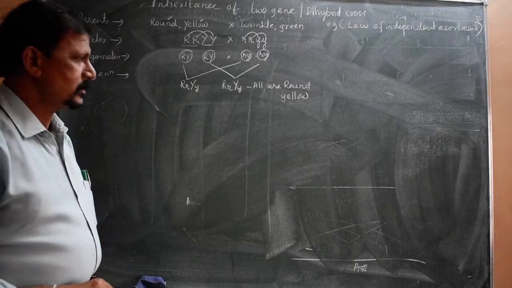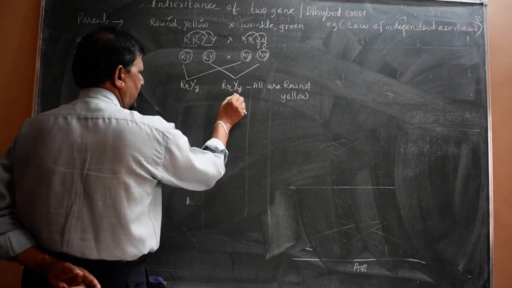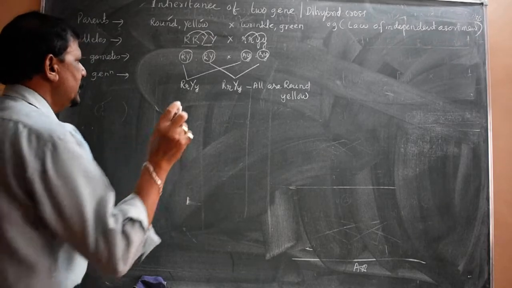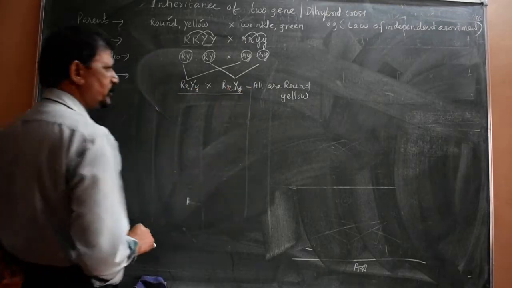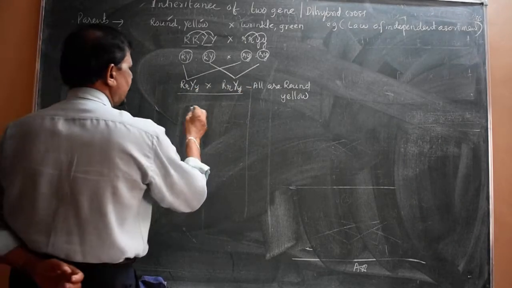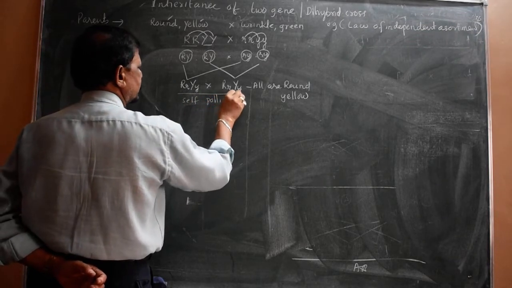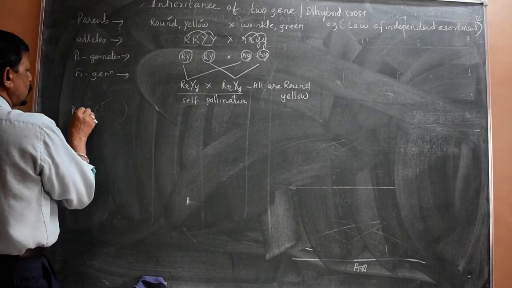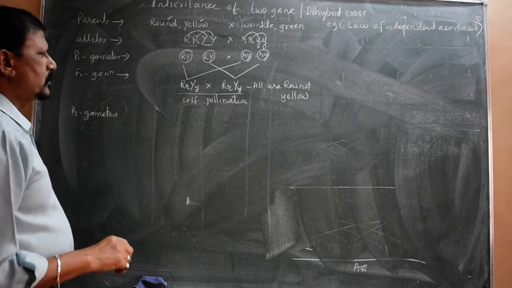This is what Mendel explained. Now here these are two plants, both heterozygous. He kept both these heterozygous plants for interbreeding, self-pollination. And then once again you have to separate the P2 gametes. How to separate the P2 gametes?